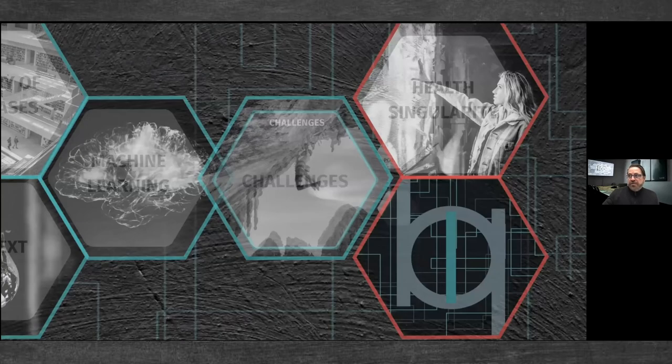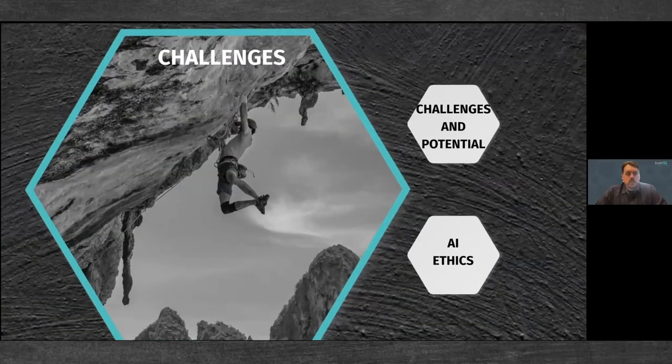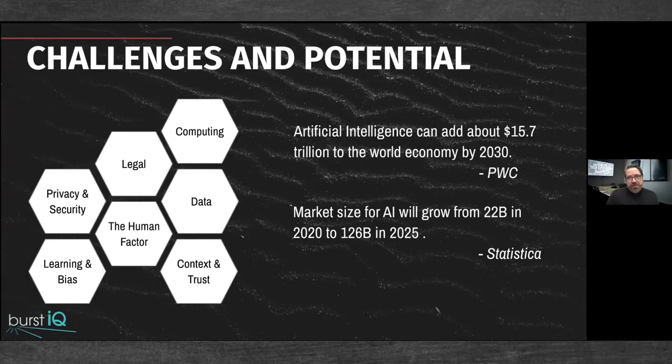Which leads me to the last point, challenges and potential. So on the potential side, PwC had a great quote in one of their studies that artificial intelligence can add about $15.7 trillion to the world economy by 2030. That's not people buying artificial intelligence. That's the impact on the world economy. That's a huge, huge number. I actually think it can be higher than that, depending on the rate of adoption.